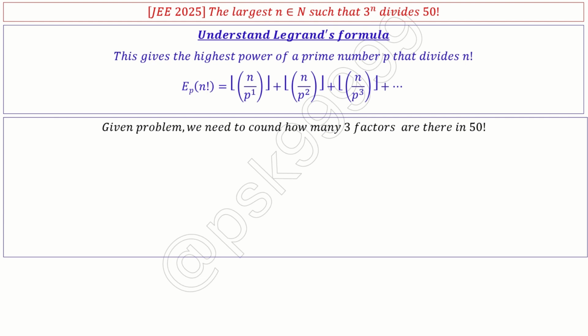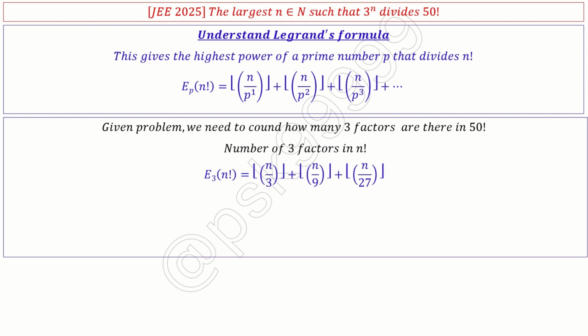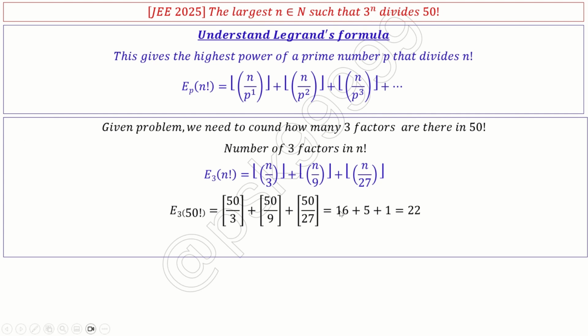Given the problem, we need to count how many 3 factors are there in 50 factorial. So it is e3 of n factorial, or 50 factorial, which is nothing but GIF of n by 3 plus GIF of n by 9 plus GIF of n by 27. You can add plus so on, but I will show you that you don't require it, as you will get 0 anyway. So this is 50 by 3, which is 16 point something. 3 times 16 is 48. So the GIF is 16.